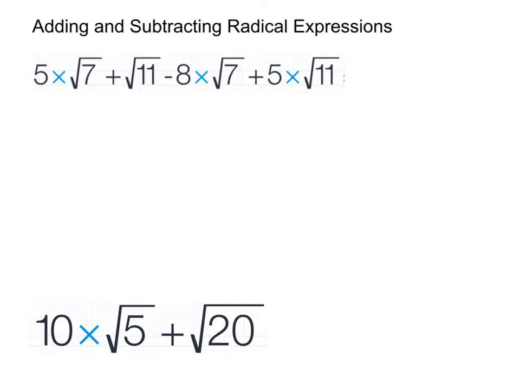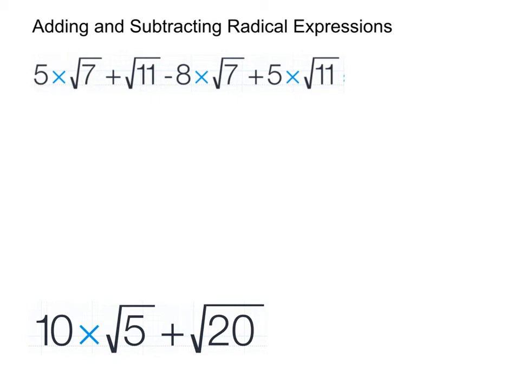All right, so one thing we can do is add and subtract radical expressions. And what I've done here is I've highlighted the fact that a number next to a radical indicates multiplication. So when I say 5 square root of 11, I mean 5 times square root of 11. Or 5 square root of 7 is 5 times the square root of 7.